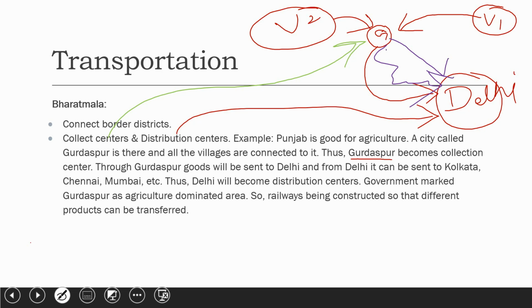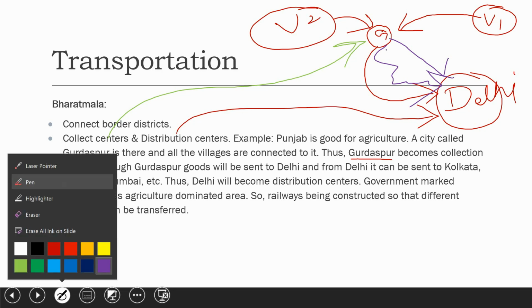That's it. The Bharatmala project connects borders of the districts. It has two concepts, that is collection center and distribution center. The collection center will collect the products from the villages around it, and send them to the distribution center such as Delhi, and this will send them to other parts of the country, that is Kolkata, Chennai, Mumbai, etc.